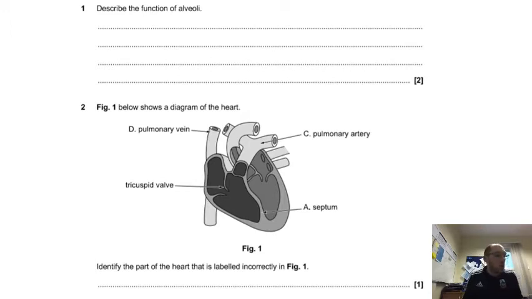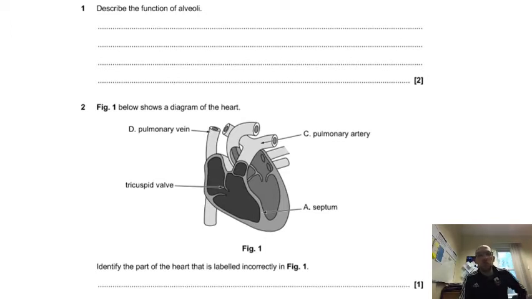Okay, so the examiner says most candidates correctly stated that the function of the alveoli is gaseous exchange. Diffusion was an acceptable alternative for this. Higher ability candidates went on to explain that oxygen diffused into the blood capillaries and the carbon dioxide diffused from the capillaries into the alveoli.